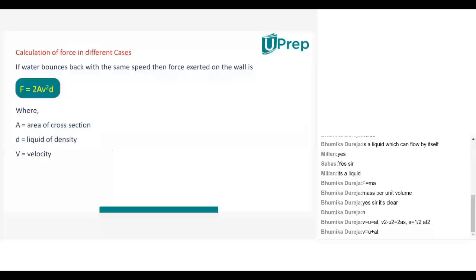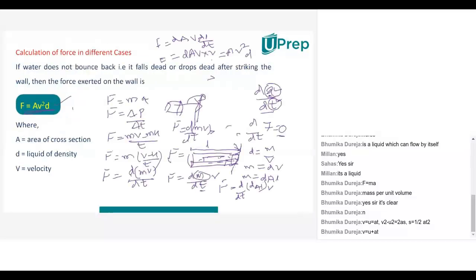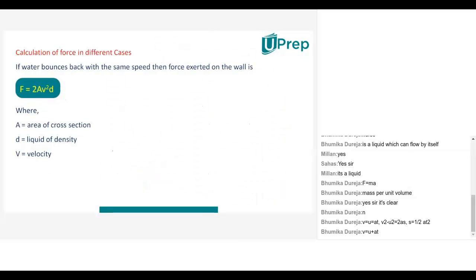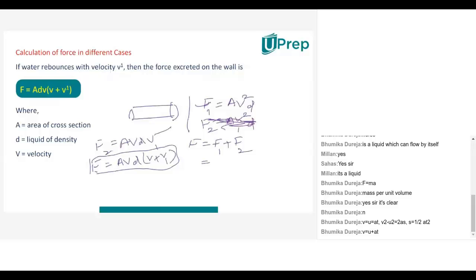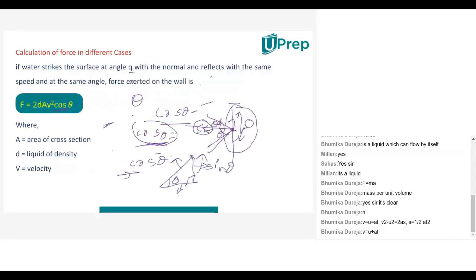Calculation of force in different cases. When water comes and hits the wall, if it is at a state of rest, then the force exerted will be A V square D. If water comes with the same speed in the opposite direction, then the force will be 2 A V square D. And if water comes with a different velocity after hitting it, then you have to write like this: A d V into (V plus V1). V1 is the velocity after bouncing back.